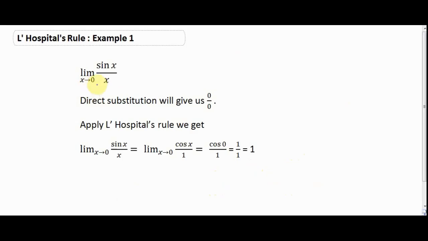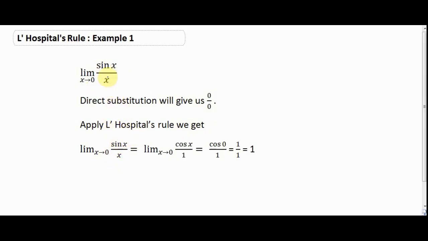Suppose we are asked to find out the limit of the function sin x by x at the point x equal to 0. If we go for direct substitution, we can see that what we get is sin 0 by 0, which is nothing but 0 by 0. Now we can use L'Hospital's rule here to find out the limit value.